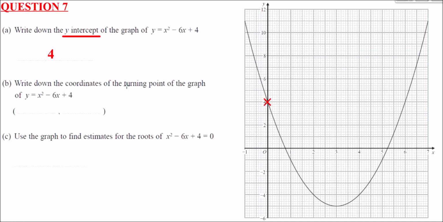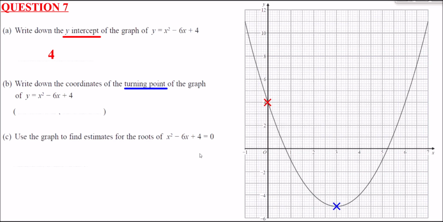Next, we're wanting the turning point of a graph. The turning point of the quadratic is just where it changes direction. In other words, where it goes from going down to going up, or from going up to going down if it's a negative signed x squared term. Here it changes direction here at the very bottom. This is where it starts going up instead of going down. The coordinates of this point here are 3 along and minus 5 down. So therefore, the turning point of this quadratic is 3, minus 5.